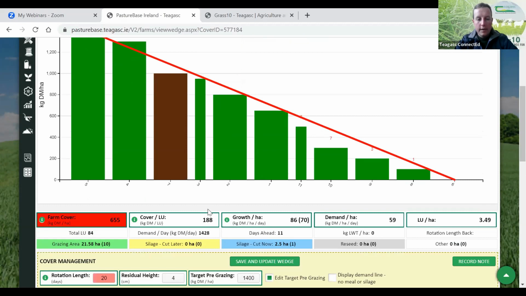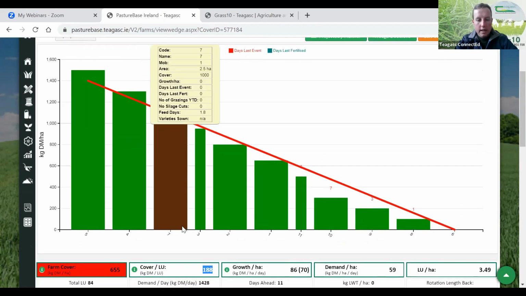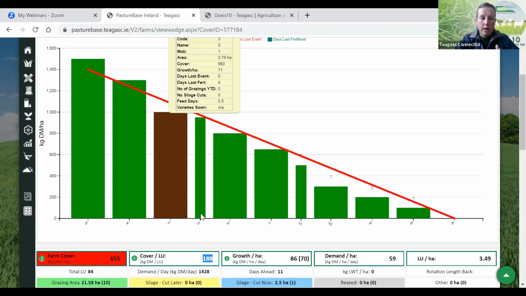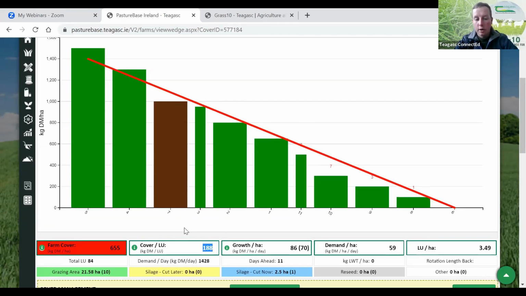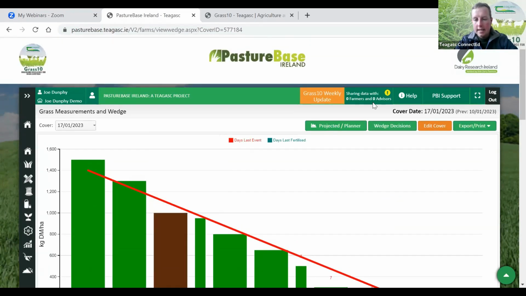And now if we look back at the figures here, your farm cover is 655 and cover per livestock unit is 188, and the pre-graze yield is back at 1500. So that's not actually too bad. Okay, now I suppose when you're trying to build up confidence, even making a decision to take out that paddock is a big step in the right direction. Now if you know the next week is going to be a high growth rate, what we could do here is just leave that paddock as is and go back into the projected planner to have another look at it and see what's happening.